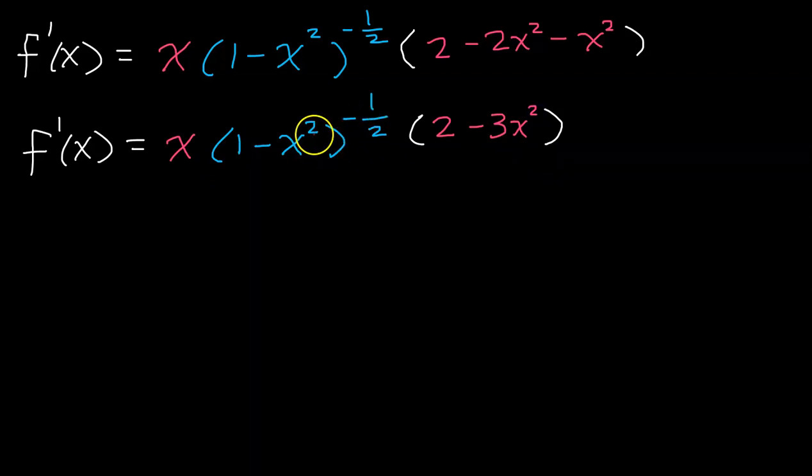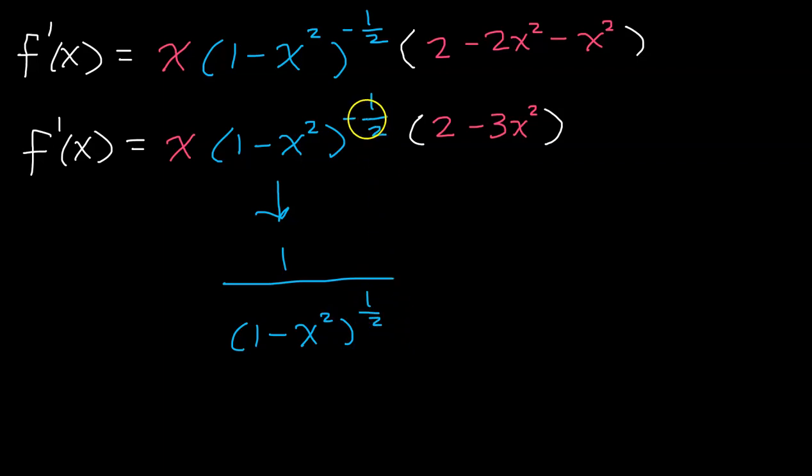All right, focus on the blue part right here. Because of the negative 1/2 power, this is going to become 1 over 1 minus x squared to the 1/2 power. All right, that negative exponent just drops you down to the denominator.